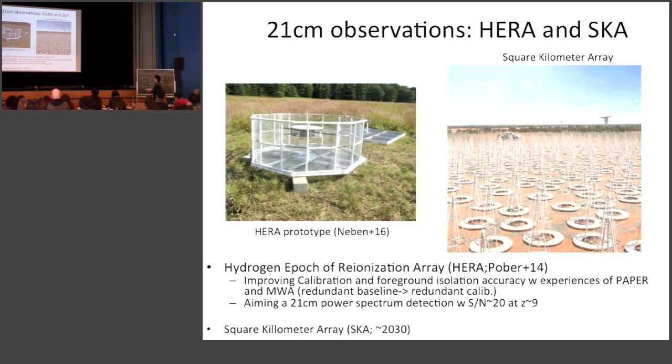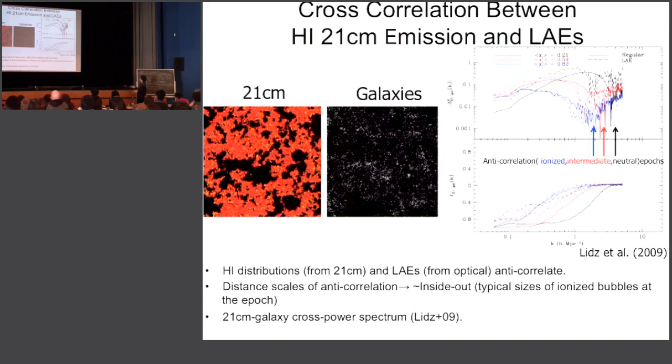So once you get the neutral hydrogen distribution, and you also have the galaxy distribution from optical studies, then if you carry out such observations on the same sky, you will identify the relation between the ionizers, the galaxies, and the bubbles here. And you expect an anti-correlation between the 21 centimeter distribution and galaxies, if galaxies are the real major reionizers. And Adam Lidz, several years ago, carried out numerical simulations predicting that such an anti-correlation can be clearly seen, and you can constrain the relation between the ionizers and the 21 centimeter ionized bubbles.